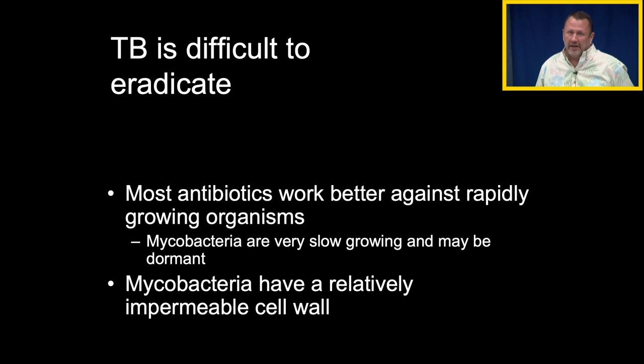All right, we talked about cancer chemotherapeutic agents working against rapidly growing cells. The antibiotics that we use have the same feature. They work better against rapidly growing cells. But the mycobacterium that cause tuberculosis are very slow growing. We call that indolent. And indolent cancers, as well as indolent infections, are very difficult to treat.